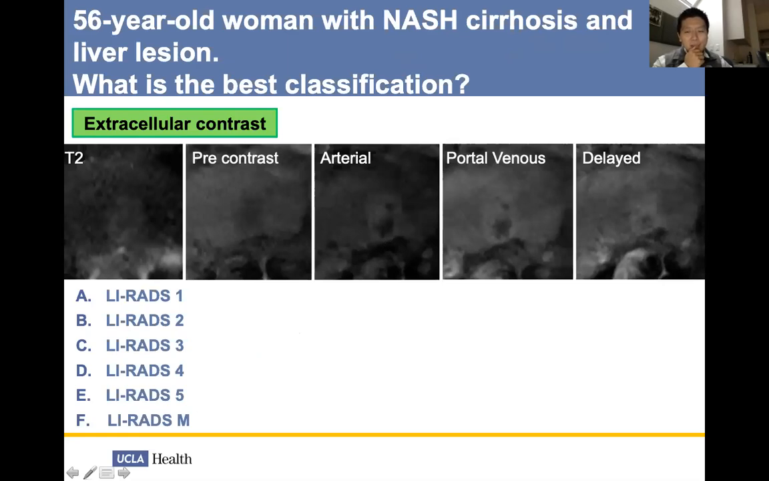So what about this one? Saw this case 2 months ago.